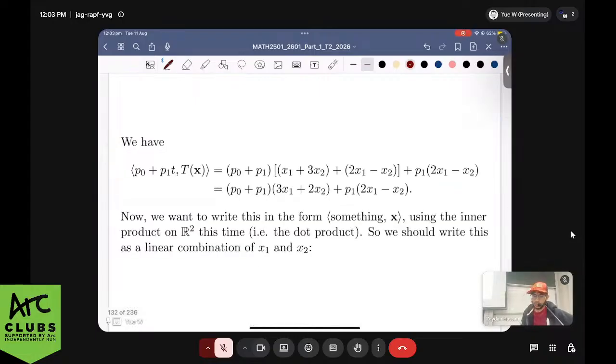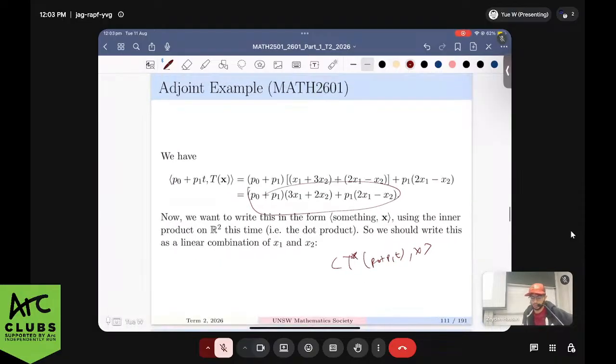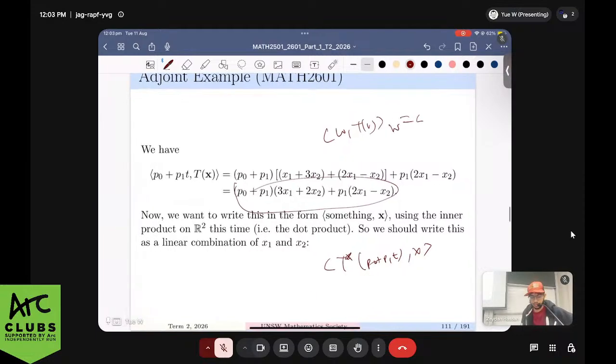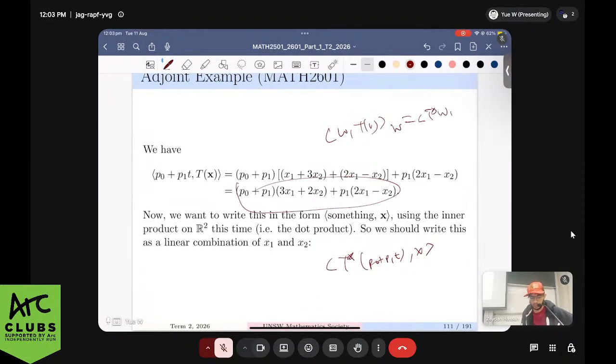So based on the inner product they're giving us, it's not too hard to figure this out. Now, the goal is to write this in the form something in a product X, but that something is going to be T star of P0 plus P1T. Also you have to make sure you use the inner product of the domain, because this will be T star W and V. Yeah, you have to use it of the domain V.